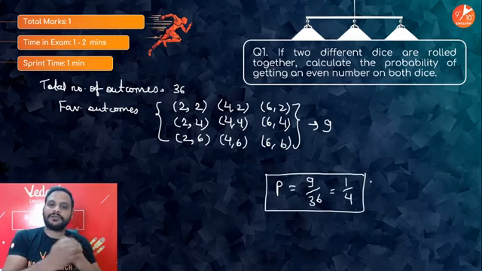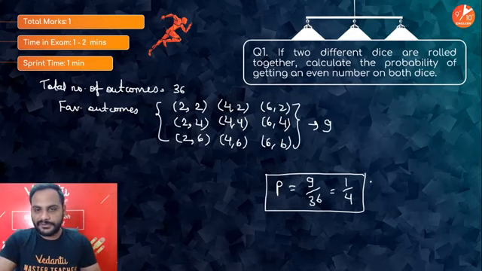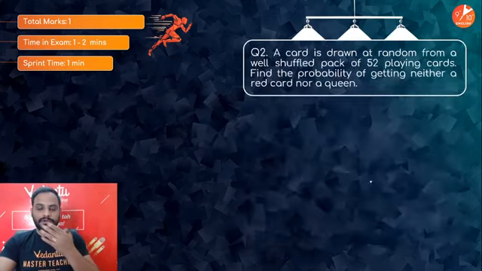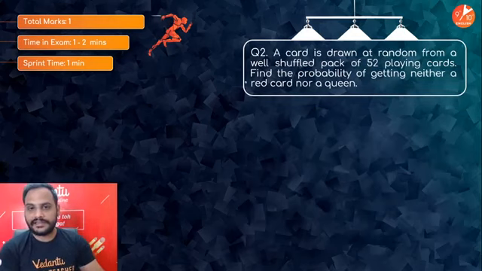Out of those total outcomes, how many are favorable, and number of favorable outcomes divided by total number of outcomes will be your answer. So every question you have to do the same thing. Second, a card is drawn at random from a well shuffled pack of 52 playing cards. Find the probability of getting neither a red card nor a queen.